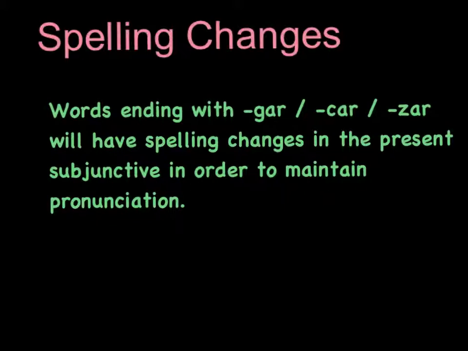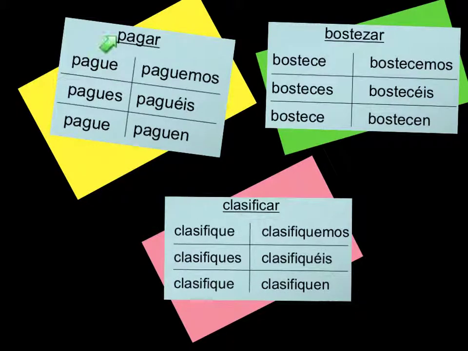Now we've learned this with other conjugations before, but there are words that end with gar, car, and zar, and these are going to have spelling changes in the present subjunctive in order to maintain that pronunciation. And in the next slide, we're going to take a look at examples of these. So let's take a look at pagar.